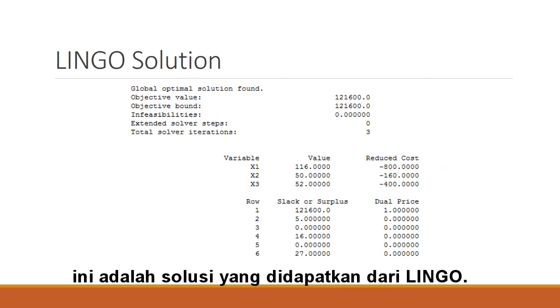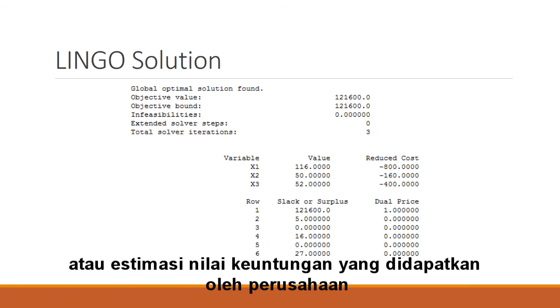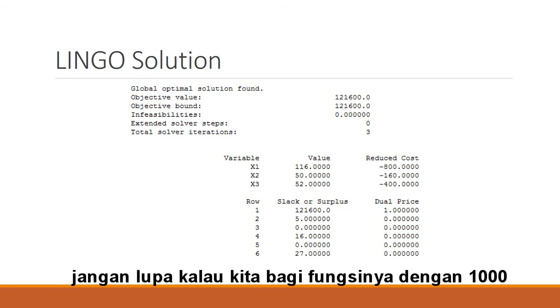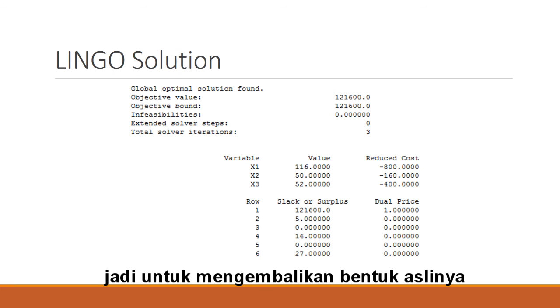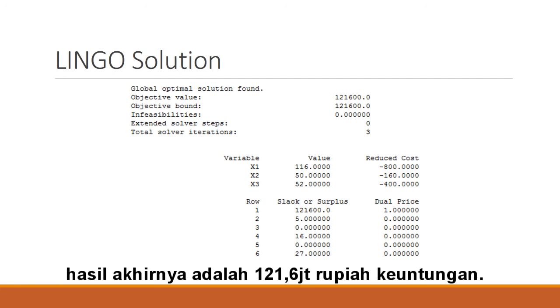This is the solution we got from Lingo. As you can see, the objective value, or the estimated amount of profit to be gained by the firm, is 121,600. Mind you, we shouldn't forget that we divided the function by 1000. So to make it back to normal, we should multiply this number by 1000. So it will be 121,600,000 rupiah in profit.